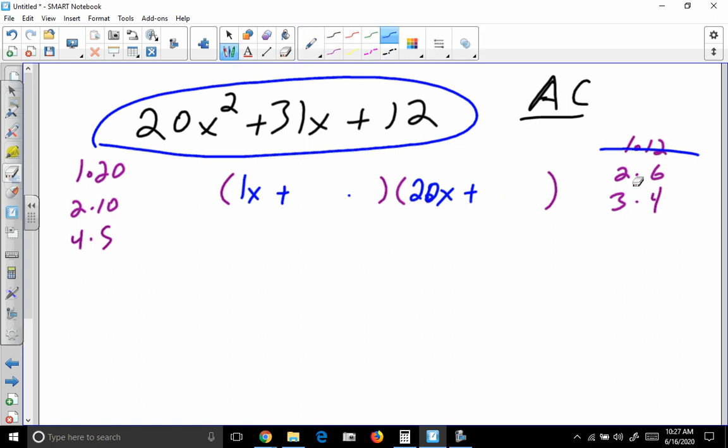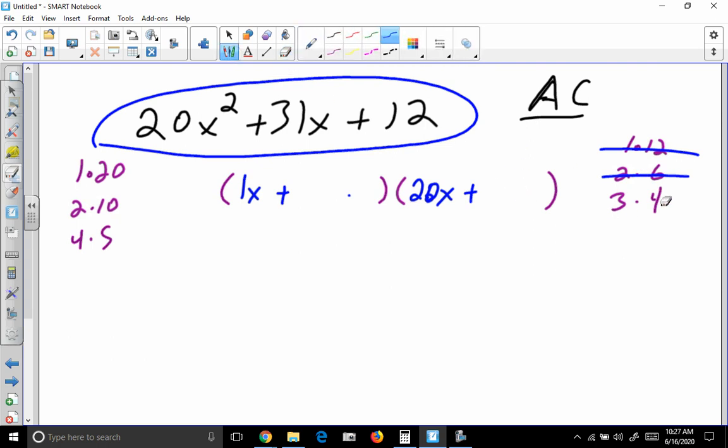What about the 2 and the 6? If we try the 2 and the 6 with 1 and 20, we can't put a 2 there because that has a common factor. We also can't put a 6 there because that has a common factor. So if it's going to be 1 and 20 out front, neither way will work with the 2 and the 6.